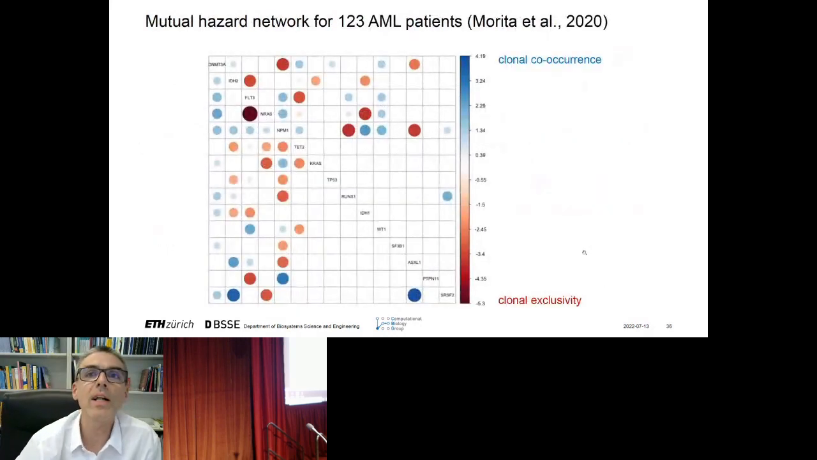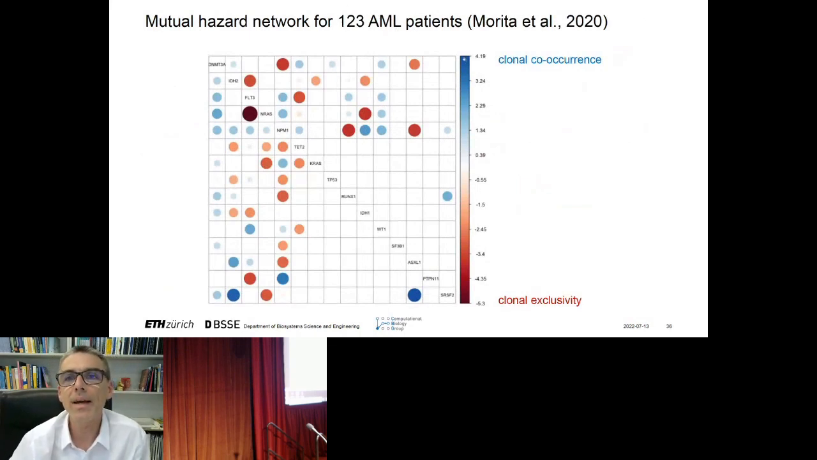Here are already the results for now 123 AML patients. This is the adjacency matrix of that mutual hazard network. In blue is evidence for clonal co-occurrence, and in red for clonal exclusivity. You see a lot of interactions among some of the mutations and much less so among a large set of other mutations, overall confirming the results from the testing procedure I showed you before.